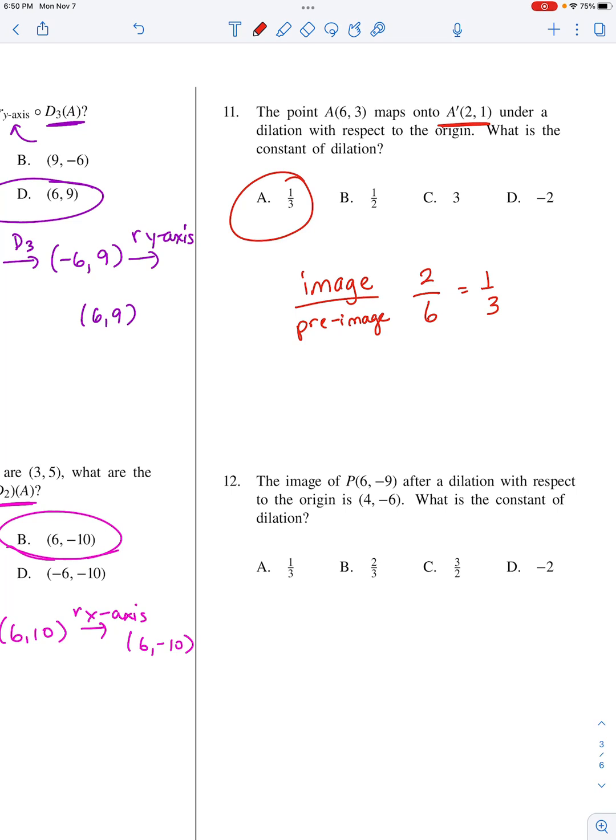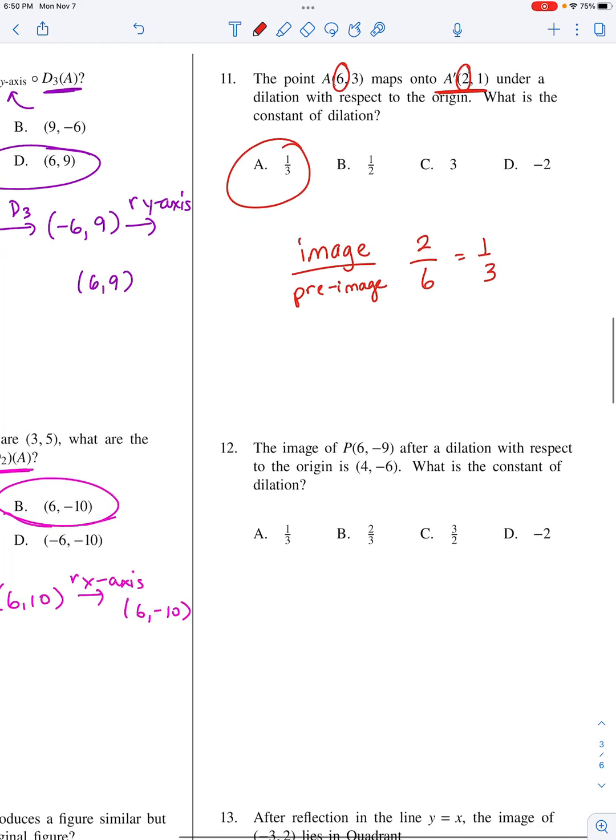But you can just take any coordinate of the image. I use the 2 and the 6, but you can even use the 1 and the 3. You'll get the same answer.